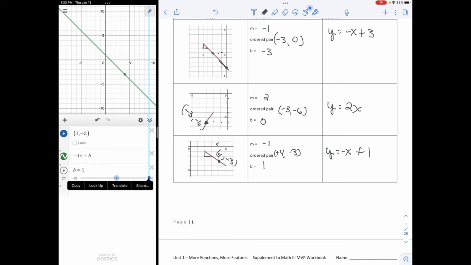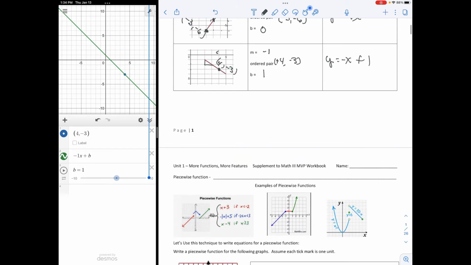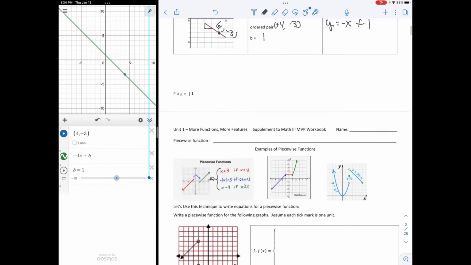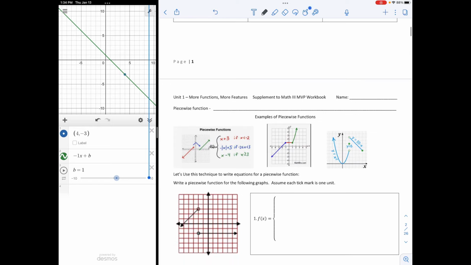Okay, notice that most of these lines did not go through the straight line, that the graphs had a restricted domain, meaning that they didn't go on and on forever. And so now we're going to talk about how to find that restricted domain. To do that, we're going to use what we call piecewise functions.